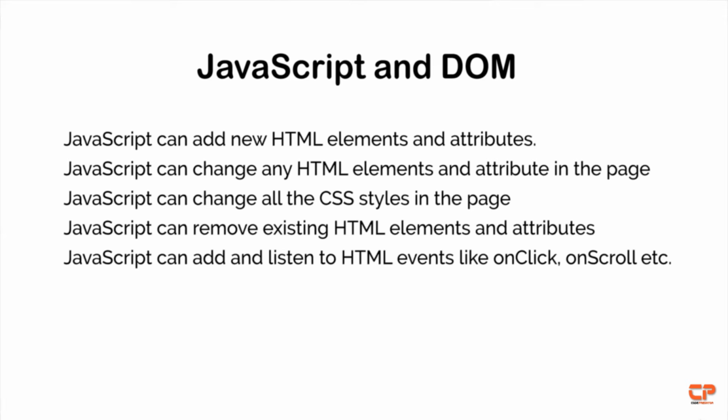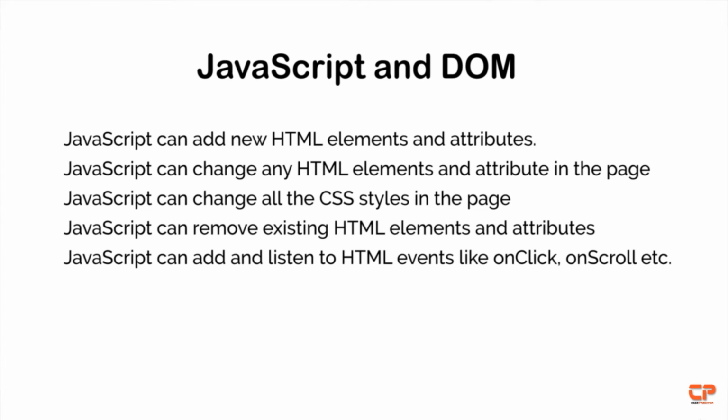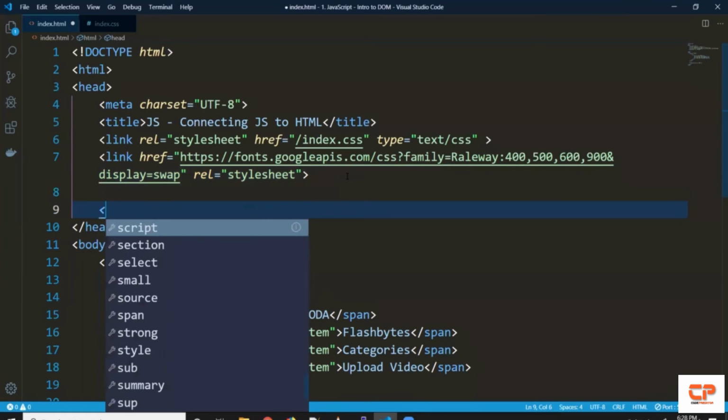In the coming videos, we will talk about all these things. We will learn how to select HTML elements, how to update the content, the attributes, the styles, how to remove existing HTML elements, and much more. But before we get into that, let's learn how to connect JavaScript to an HTML file. To add JavaScript to HTML pages, we can either add a script tag, the same way we add styles tag, or we can create a new file and import it in HTML page. Let's try both. So first, let's try the script tag.